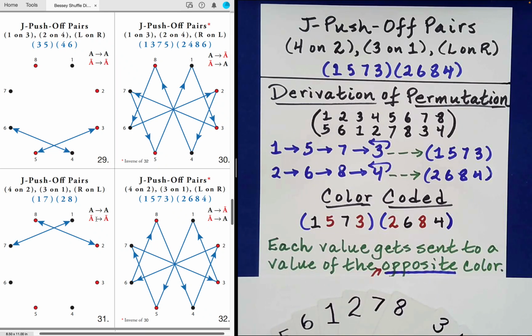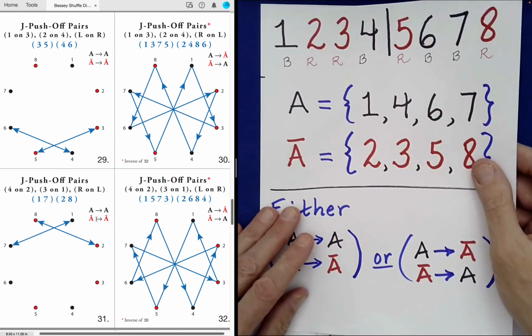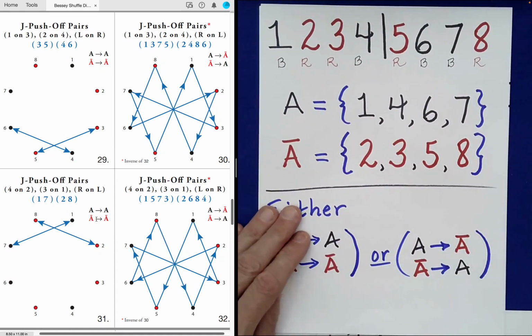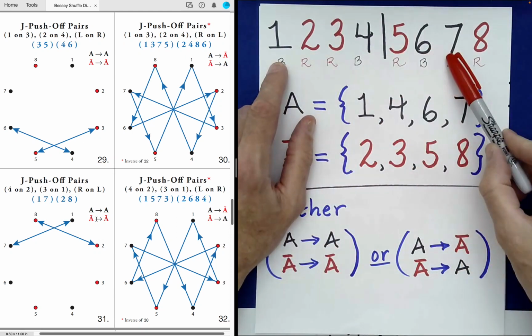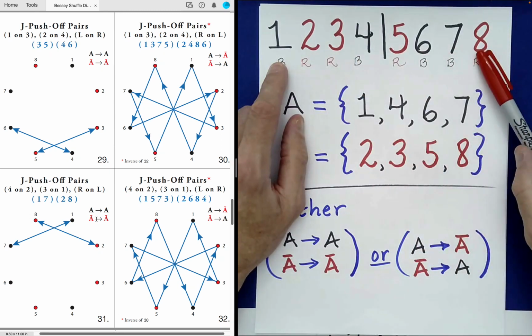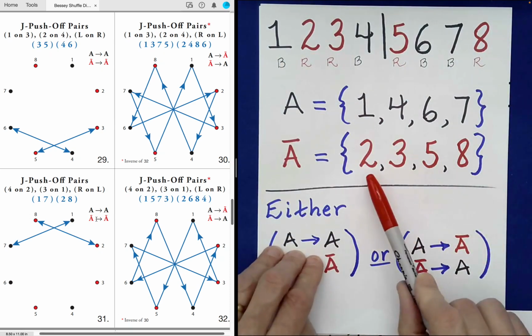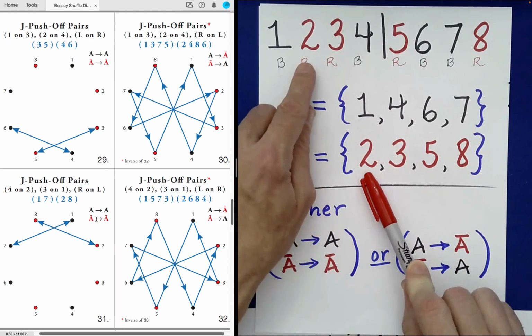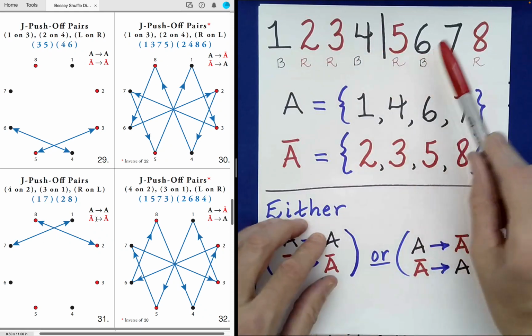So each value gets sent to a value of the opposite color. And when that happens, inversion has occurred. Now, this simply means that the cards that originally began in positions 1, 4, 6, 7 get moved to positions 2, 3, 5, 8 in some assignment. And in a similar way, the cards that originally began in positions 2, 3, 5, 8 get moved to positions 1, 4, 6, 7.